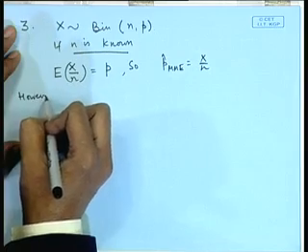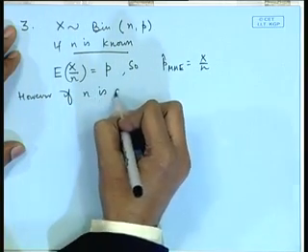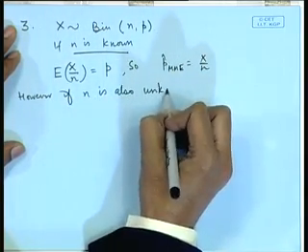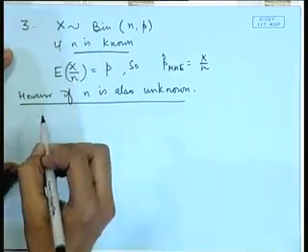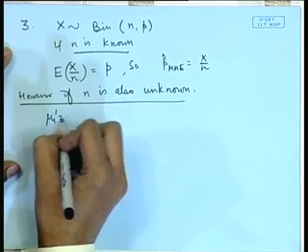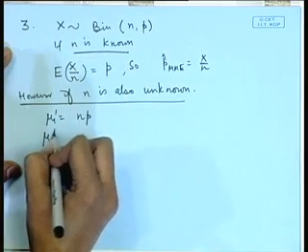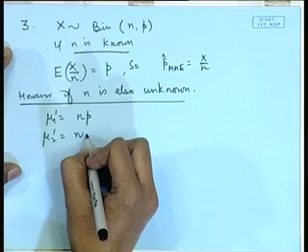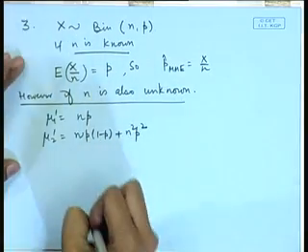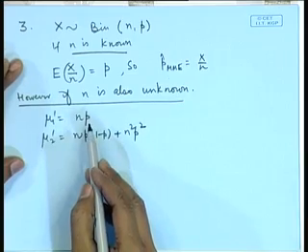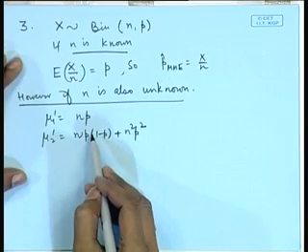However, if n is also unknown, there may be a situation where we do not know how many trials have been conducted in the binomial distribution, and then I have to estimate both n and p. In that case, you may write the two moments. You write mu1 prime is equal to np and mu2 prime is equal to np(1 minus p) plus n square p square. From here we solve for n and p.